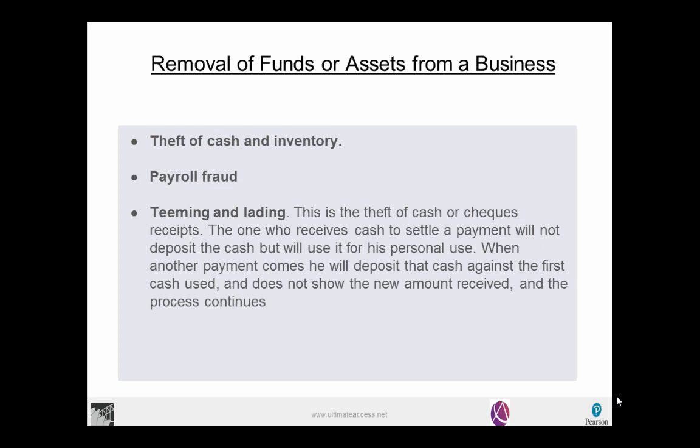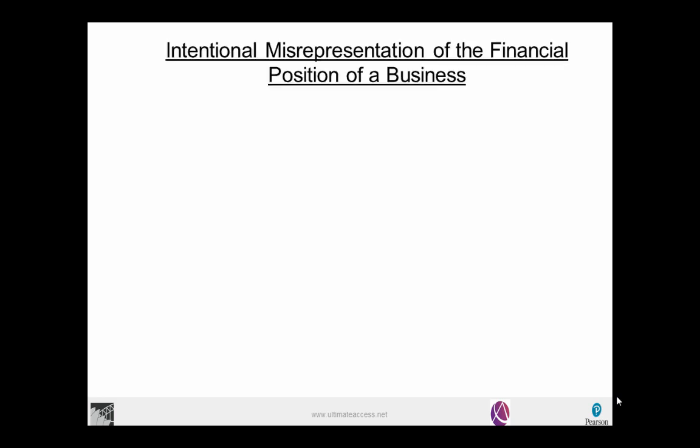Now, the one who receives cash to settle a payment will not deposit the cash, but will use it for his personal use. When another payment comes, he will deposit that cash against the first cash used and does not show the new amount received, and the process continues. Then we'll also be supplying to fictitious customers, which is a way of stealing inventory. You're not really supplying to anyone. You just find yourself maybe supplying it to yourself, but you're saying you're supplying it to customer A or B.